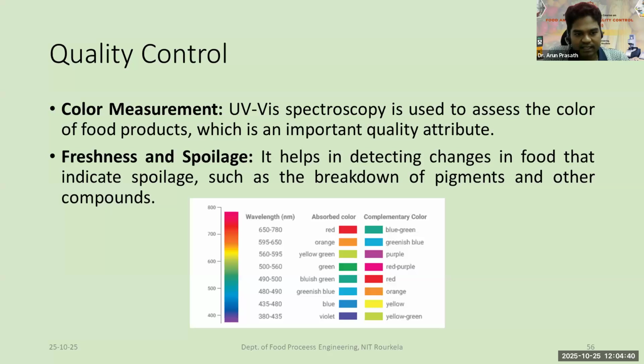Quality analysis, especially in case of color measurement, detection of freshness and spoilage of food materials. UV visible spectroscopy is used to assess the color of the food product, which is an important quality attribute. So this is the wavelength. In the table behind me, we can see the wavelength and absorbed color with respect to the particular wavelength, and the complementary color, which can be seen or reflected.